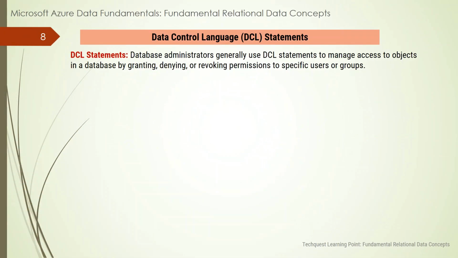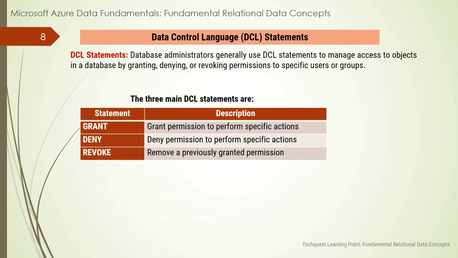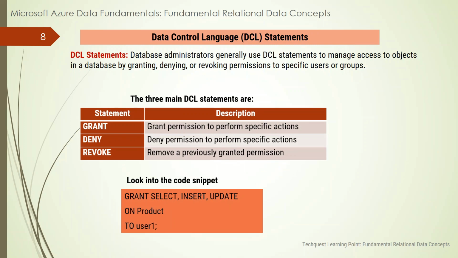DCL statements. Database administrators generally use DCL statements to manage access to objects in a database by granting, denying, or revoking permissions to specific users or groups. The three main DCL statements are: grant, permissions to perform specific actions; deny, permissions to perform specific actions; and revoke, remove a previously granted permission. Look into the code snippet. The following grant statement permits a user named user1 to read, insert, and modify data in the product table.